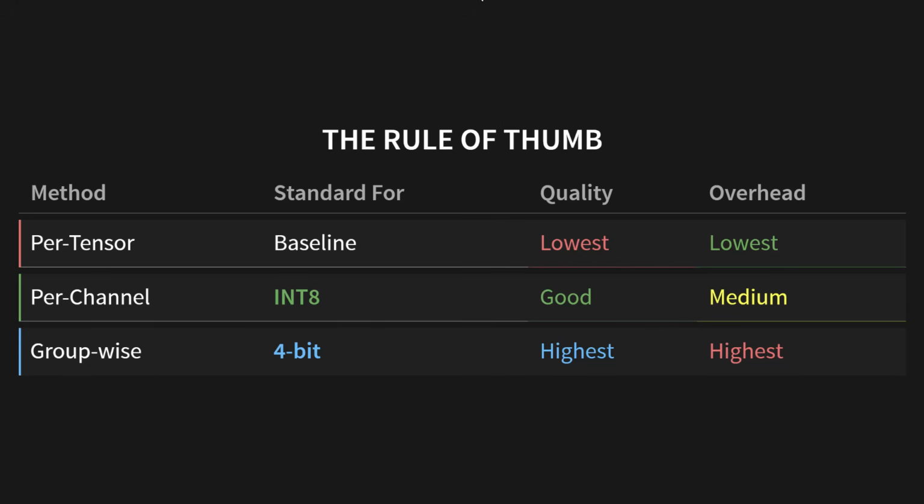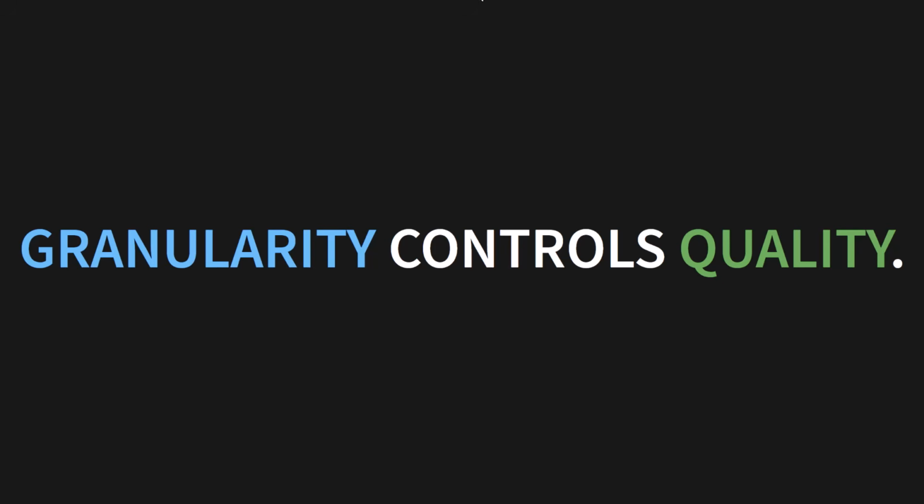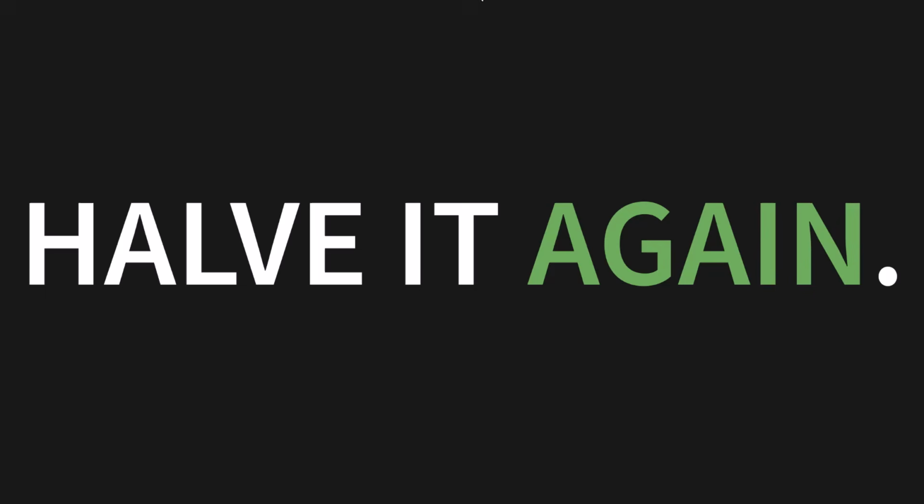If you remember one thing from this chapter, let it be this. Granularity controls quality. By isolating outliers into smaller and smaller groups, we preserve the precision of the model, making even aggressive 4-bit quantization possible. We went from 16-bit floats to 8-bit integers. We halved the memory. But what if we could halve it again?